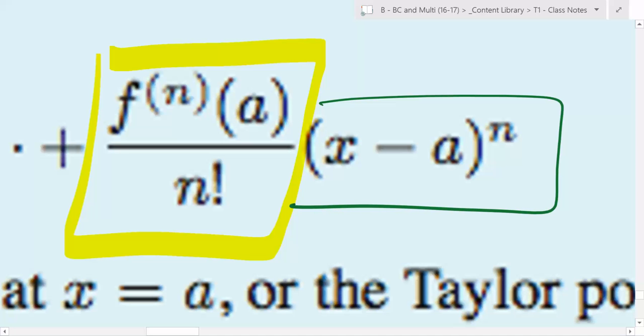Yes. And sometimes you have to move it. Sometimes you do. When do you have to move the Taylor polynomial off zero? I told you this. When do you have to move it? When zero is not in the domain. When zero is not in the domain.